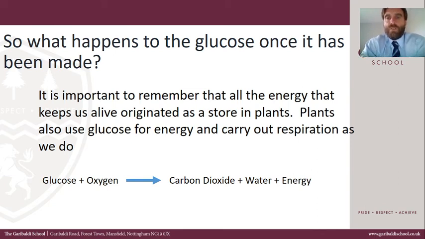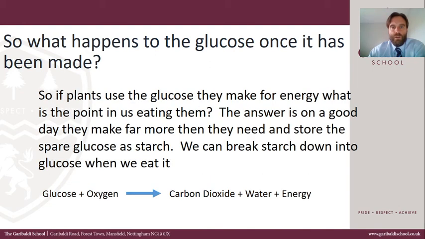So they aren't doing it for us. It's great that they are doing photosynthesis because that's releasing the oxygen that we need, and without plants, humans wouldn't be able to survive. But essentially, they're actually making that glucose for themselves, and then they're burning that glucose in the presence of oxygen. The process of respiration, the same as we do, to release energy to be able to carry on doing the things that they need to do.